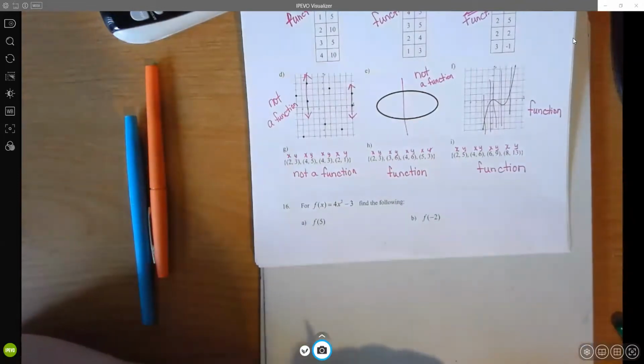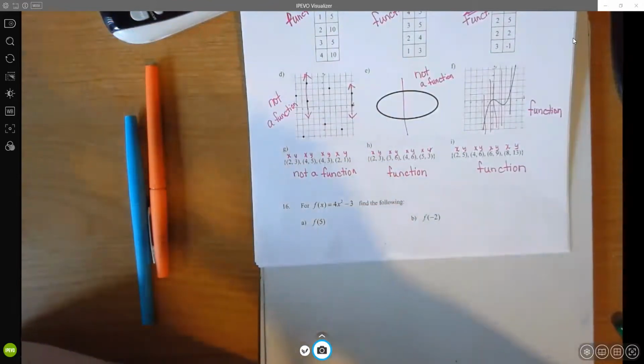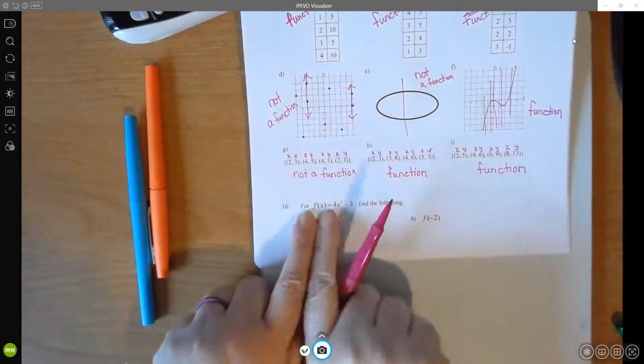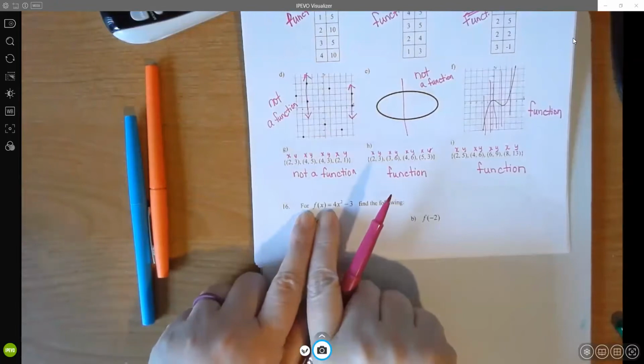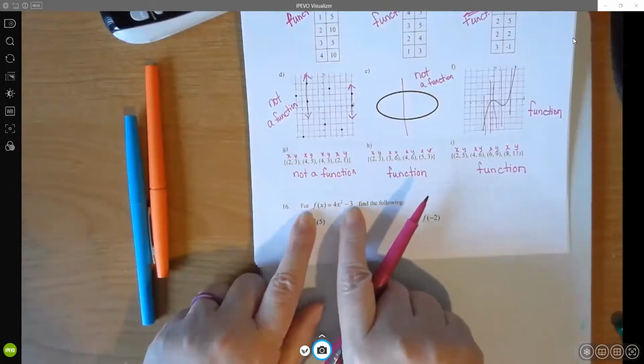Lastly, let's look at the number 16. It says f of x equals 4x squared minus 3, and asks you to find the following. It asks you to find f of 5 and f of negative 2. And this is our function notation. Basically, it gives a name to this particular function, and its name is f. And in the parentheses, it says we're using x as our input. So it's 4 times the input squared, subtract 3.